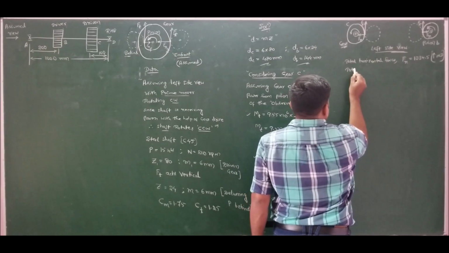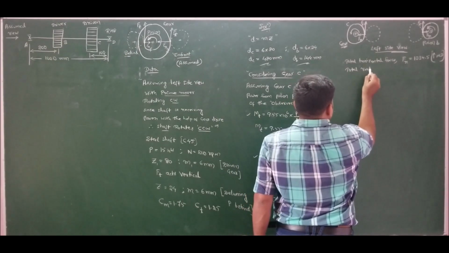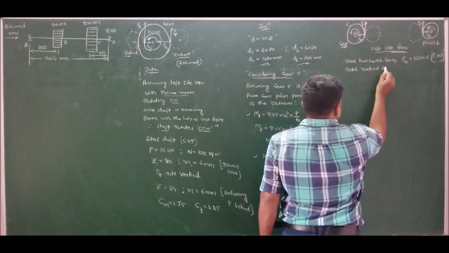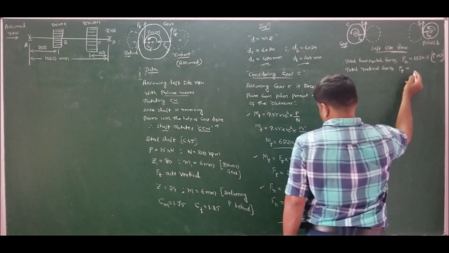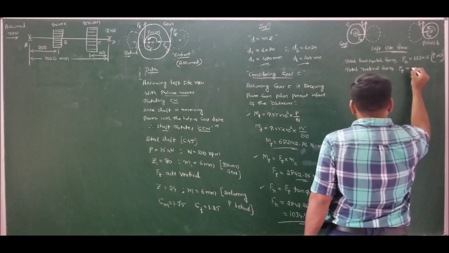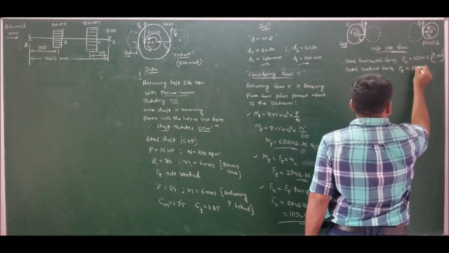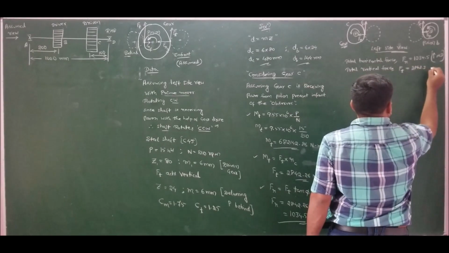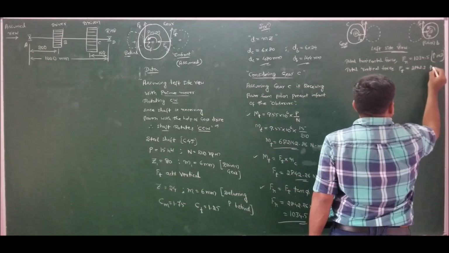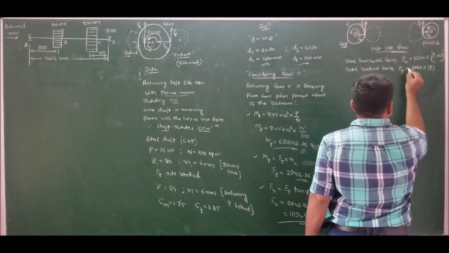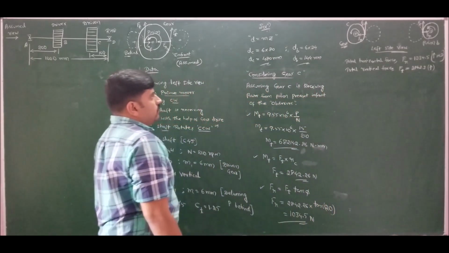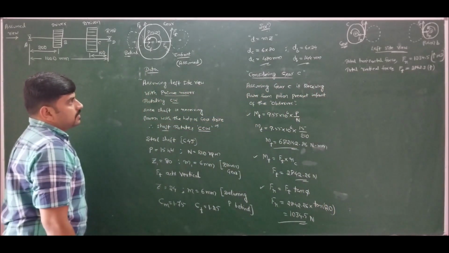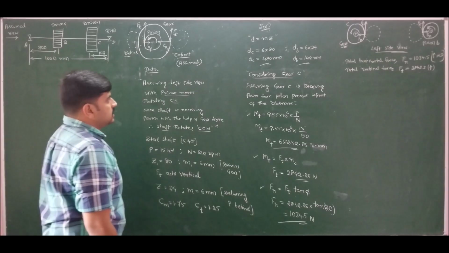Total vertical force is just Ft, which is equal to 2842.3, which acts vertically upwards in the vertical load diagram. So this completes gear C calculation.